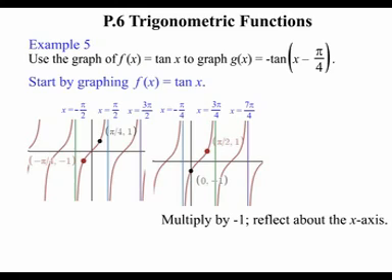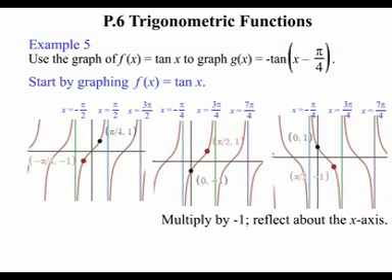Okay, reflect about the x-axis, all we're doing. And now you see the graph of g of x equals negative tan of x subtract pi over 4 just by using transformations.